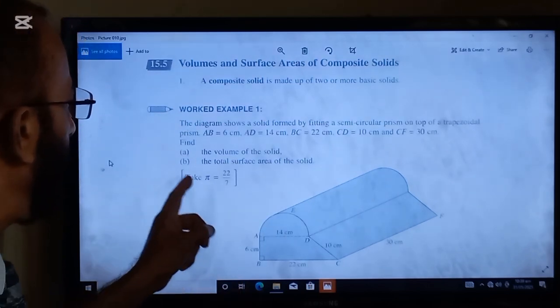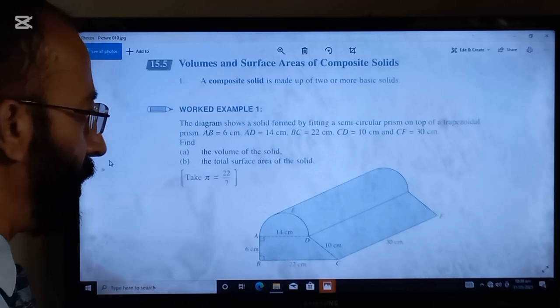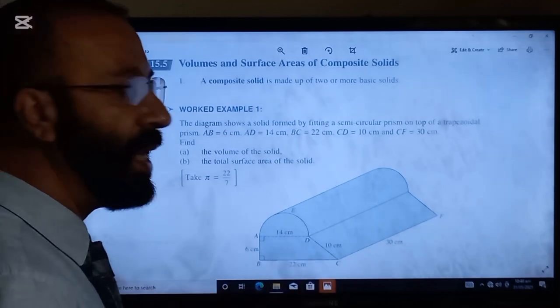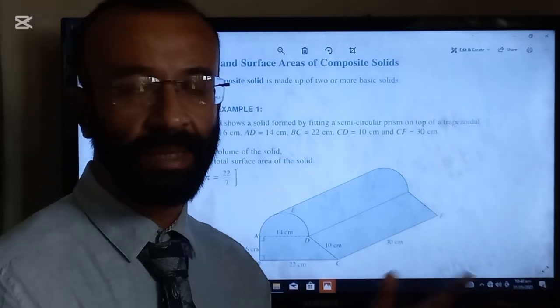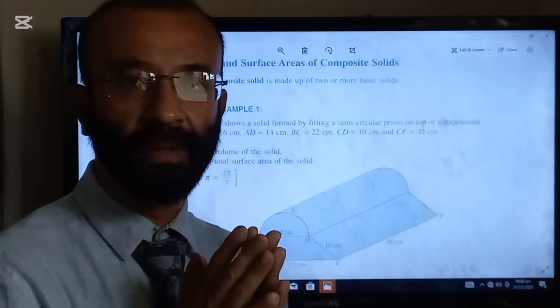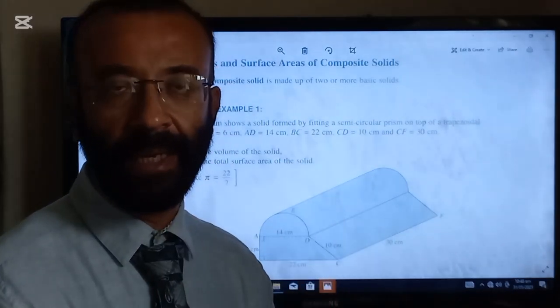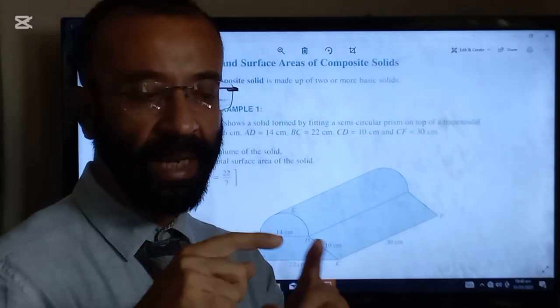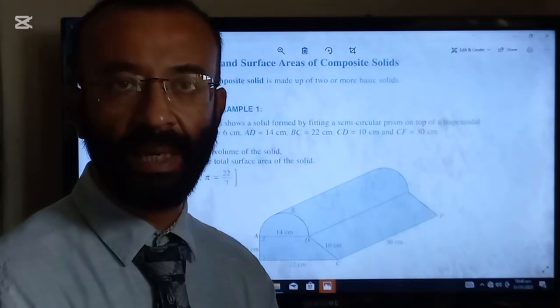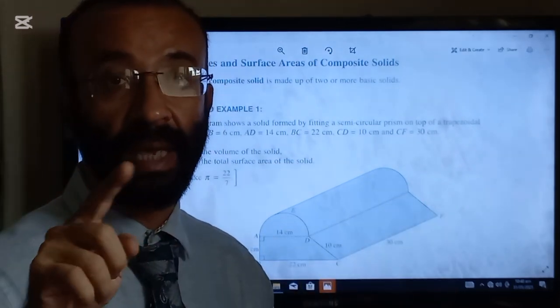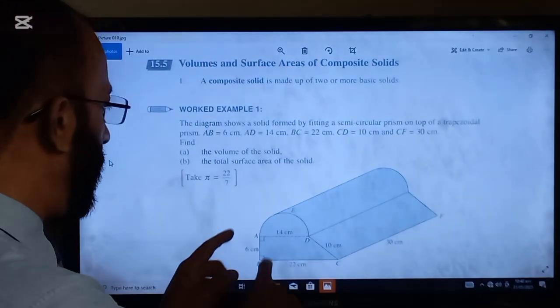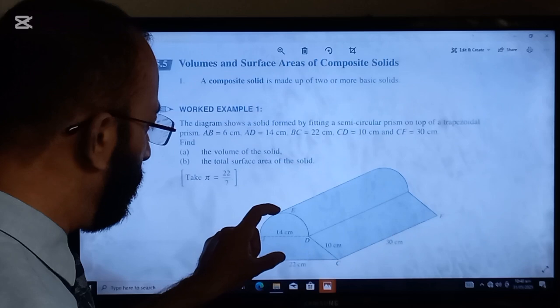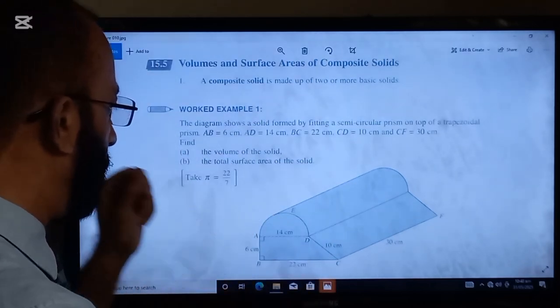Okay, part B is the surface area of the solid. The surface area of a figure like a prism is the perimeter of the cross-sectional area multiplied by the length between the cross-sectional areas, plus 2 times the area of the cross-section. So first we will use the area of the cross-section that we found in the first part.